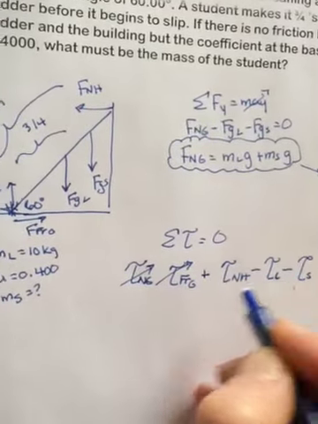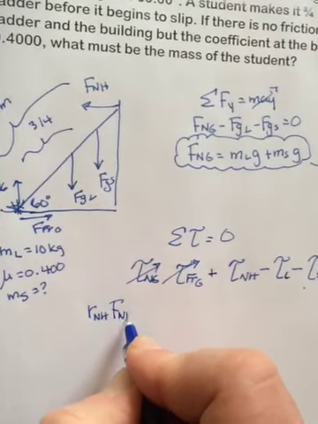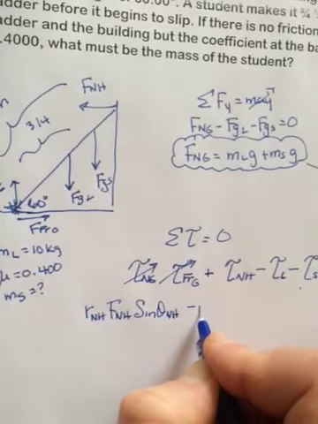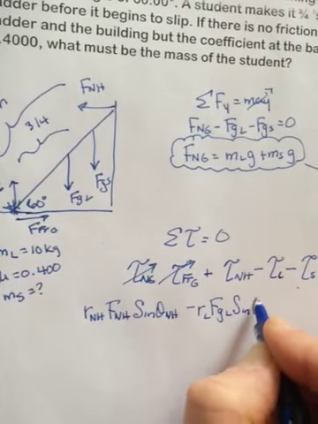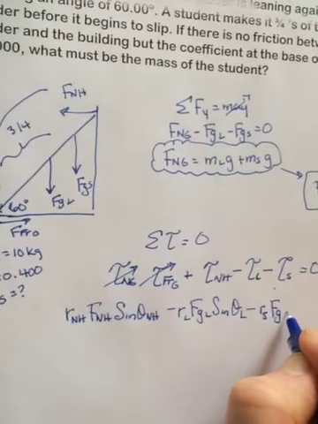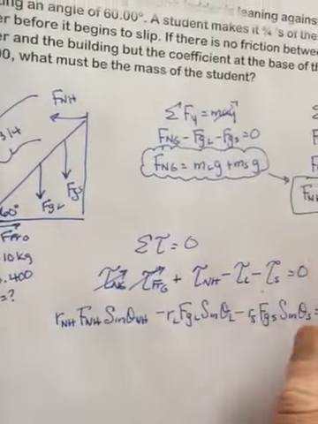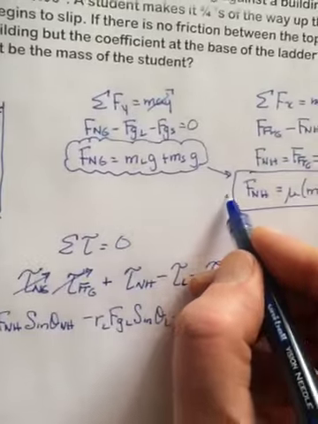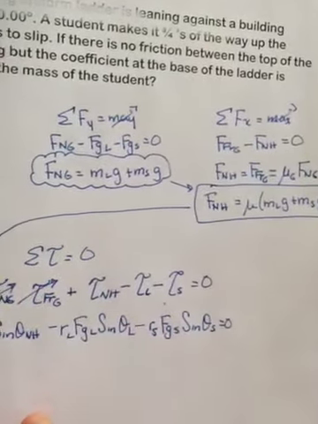So positive, negative, negative. So R normal of the house, F normal of the house, sine theta normal of the house, minus R of the ladder, FG of the ladder, sine theta of the ladder, minus R of the student, FG of the student, sine theta of the student equals 0. Okay, but normal of the house is this whole dude. So where normal of the house is, down here, let's plug in that.